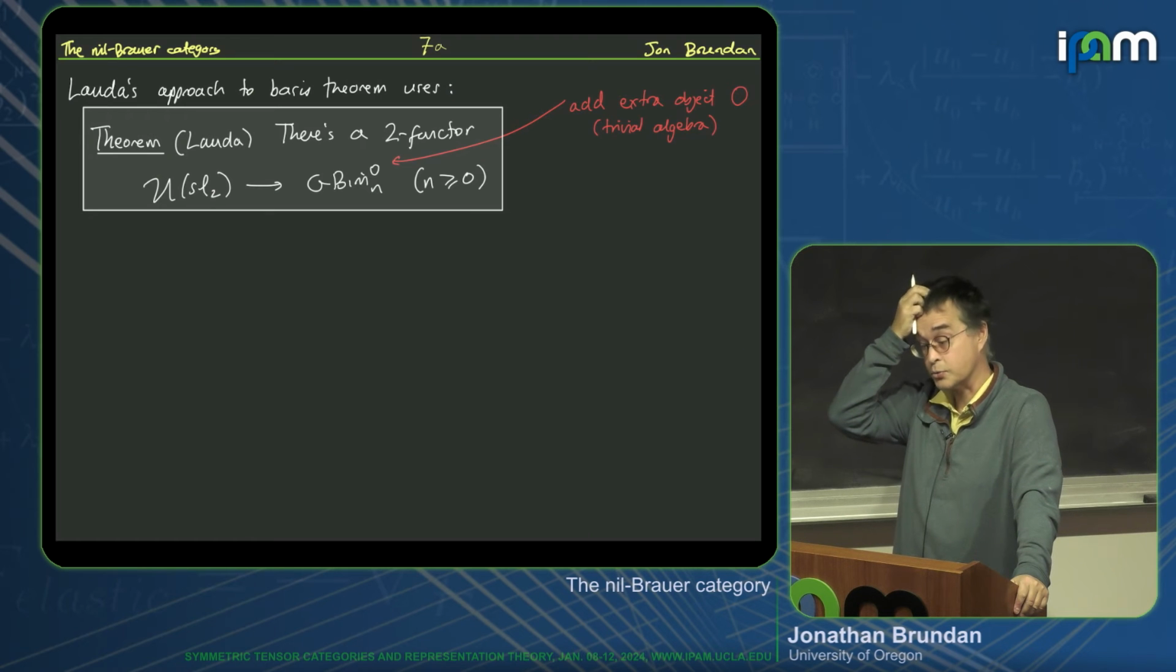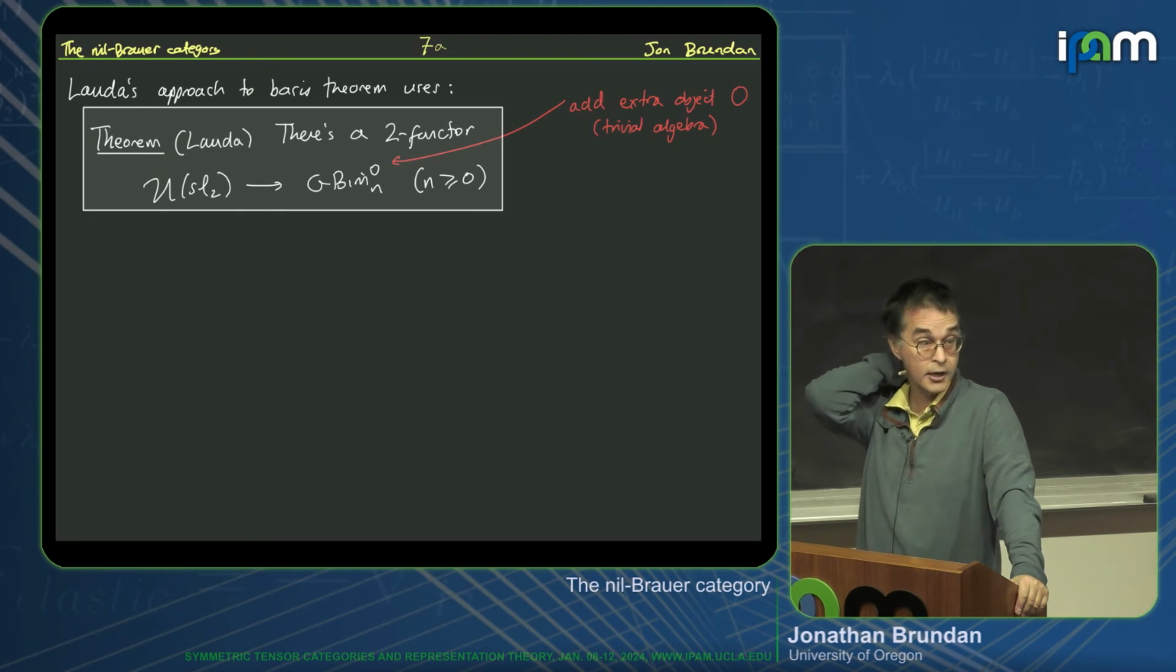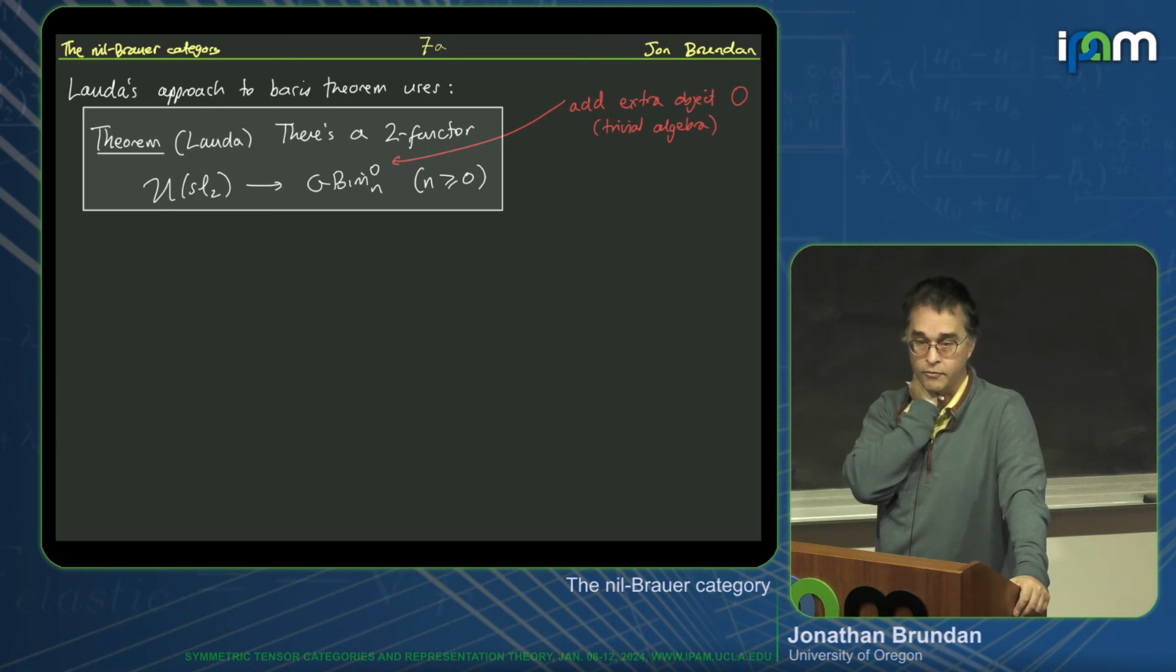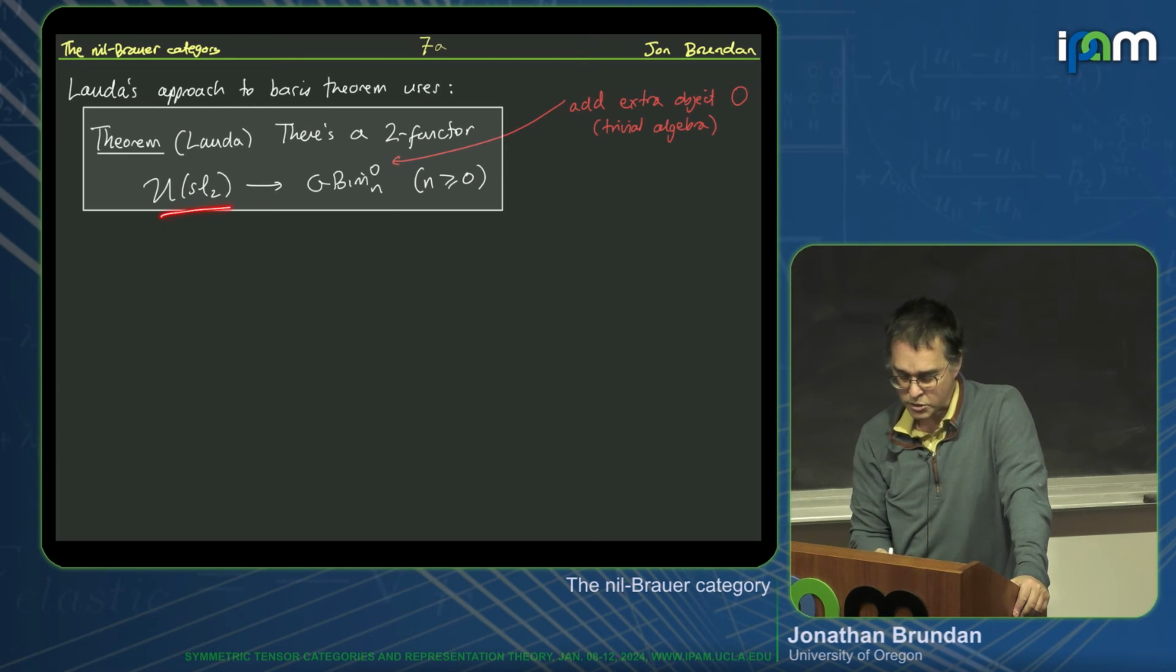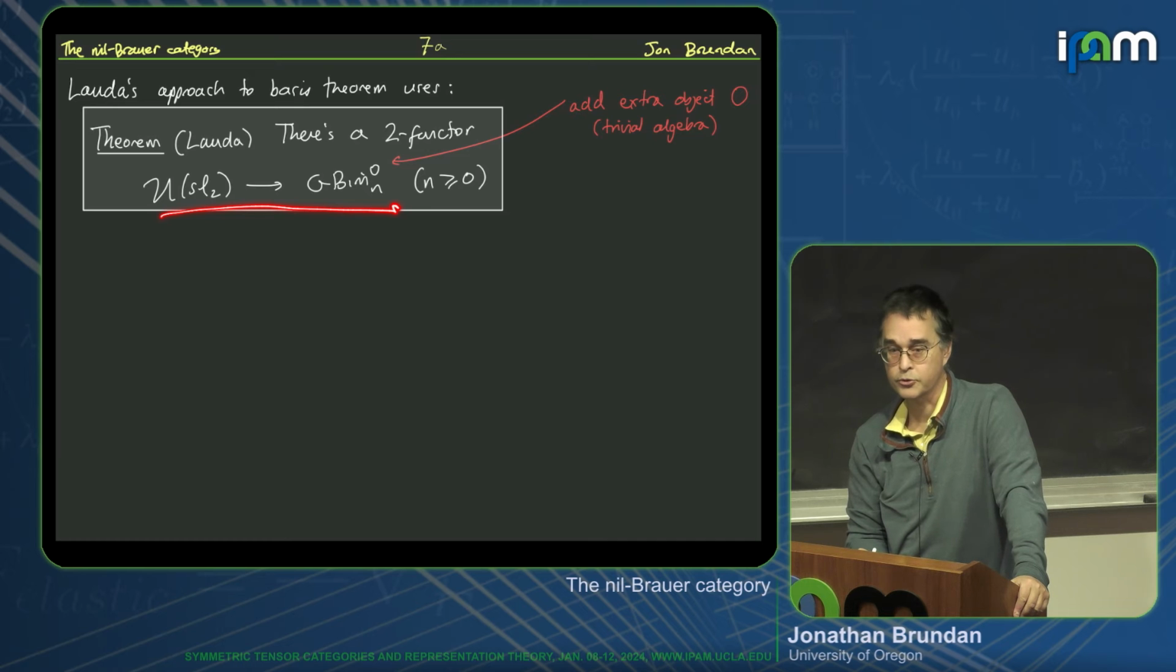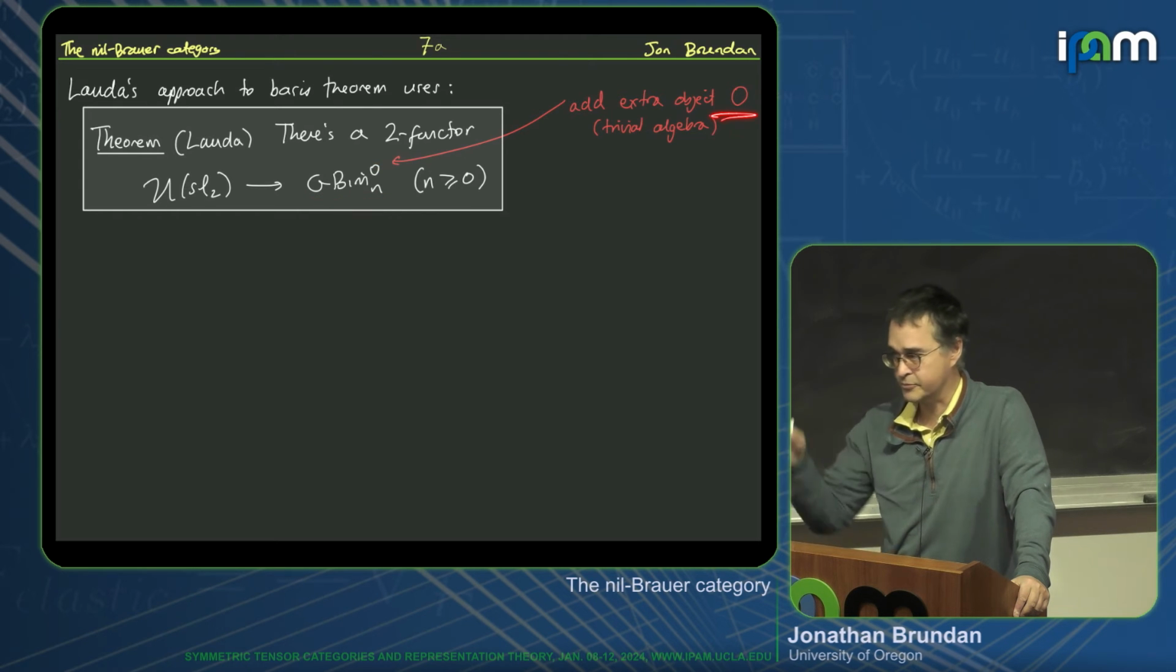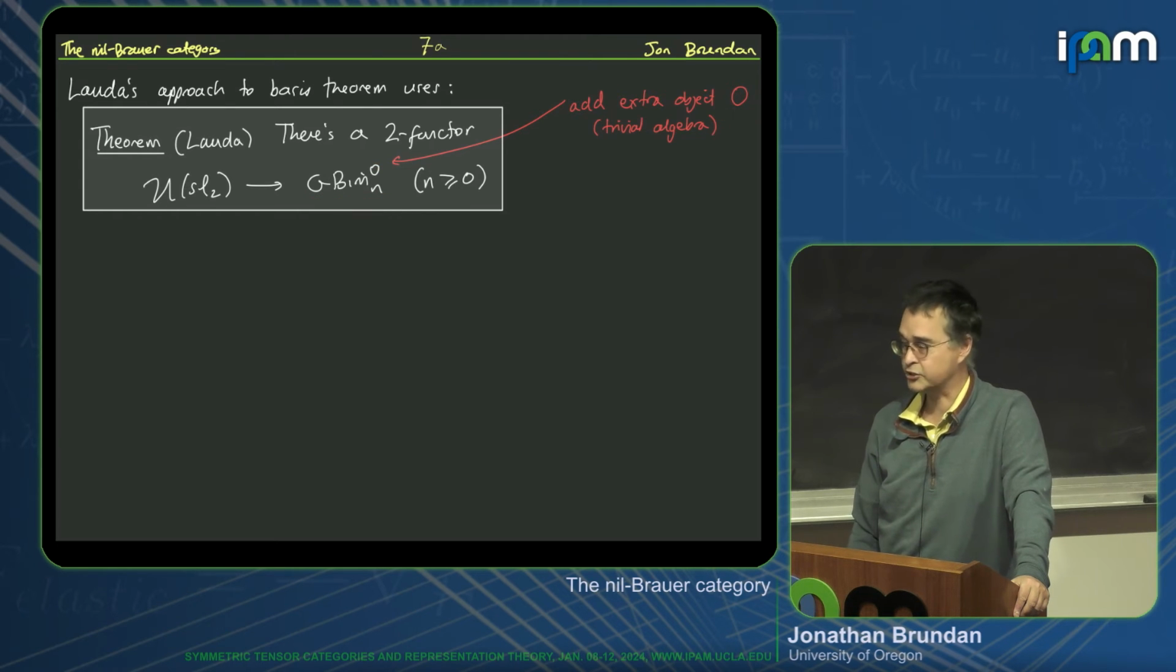Aaron's approach, and I think this was Aaron's entire motivation for his discovery of this 2-category U of SL2, was to relate it back to Grassmannian bimodules. So Aaron observed that there's a 2-functor from this presented 2-category to Grassmannian bimodules, G bim n, for any n. There's a little 0 up here because you have to throw in some extra object that's just a 0 algebra.